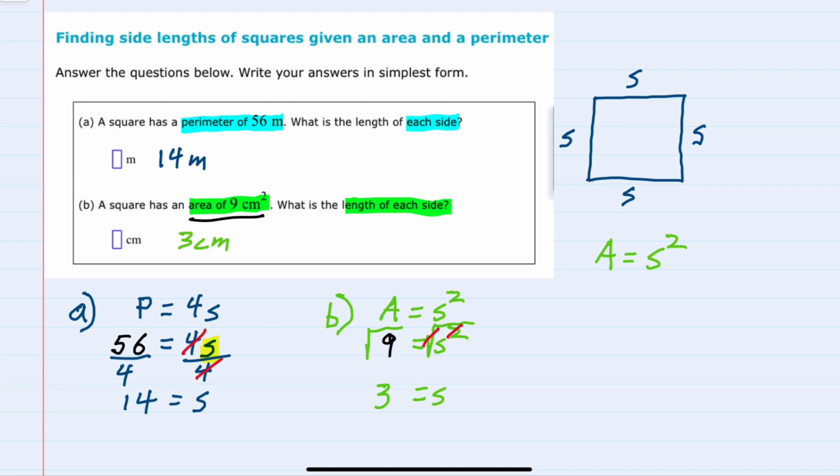So we use both that area formula and the perimeter formula to solve for s in both examples.